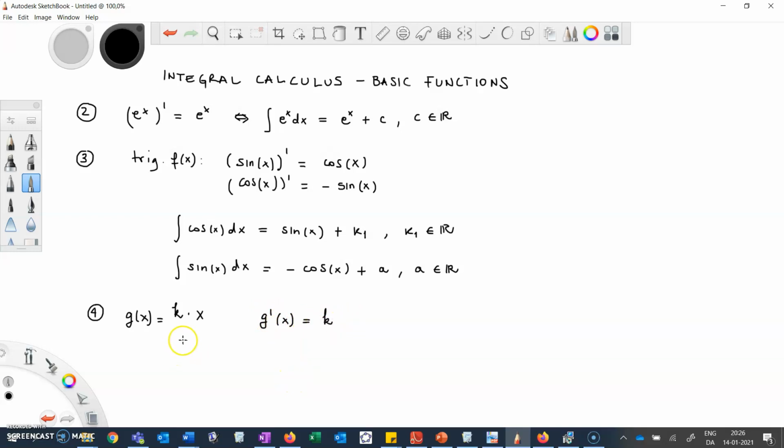So it means that the integral of a generic constant k times dx, k can be anything, it can be a number, but it can also be just a symbol that it said in the question is a constant. This integral, or the antiderivative, is k times x plus a generic constant that I will call now c1, where c1 belongs to R.